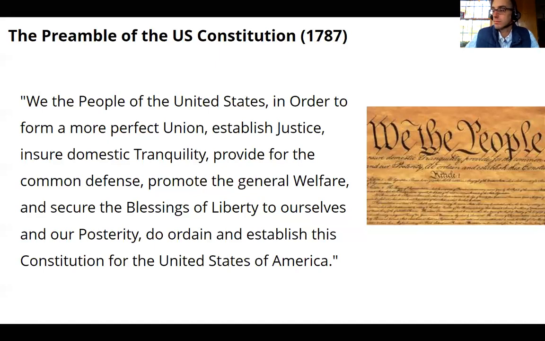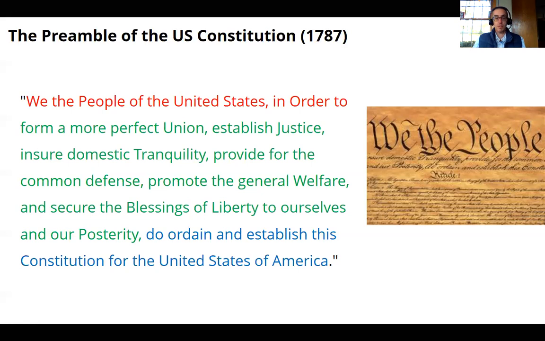So the preamble, as we see here in color: we the people of the United States, in order to do these things in green, do ordain and establish the Constitution. That's the purpose. They're saying the purpose of this Constitution that you're about to read, if you're reading the preamble, is to do those things. So think about our government, and it's meant to do these things: form a more perfect union, a union of the states, establish justice.